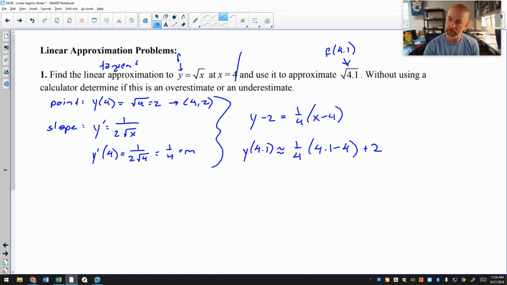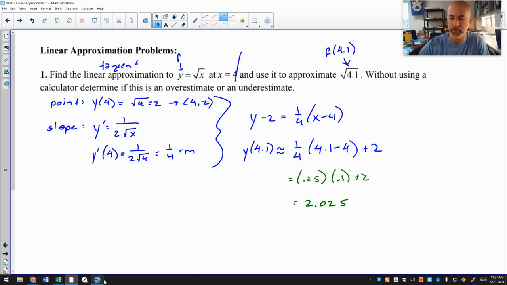Now, if it's a free response question in AP Calculus, you can stop there, but I'm kind of curious. I have 1/4 of 0.1. I'm going to change 1/4 to 0.25. So I have 0.25 times 0.1 plus 2, and that's going to end up being 2.025. Now that's my approximation. That's what the tangent line says the square root of 4.1 is approximately equal to.